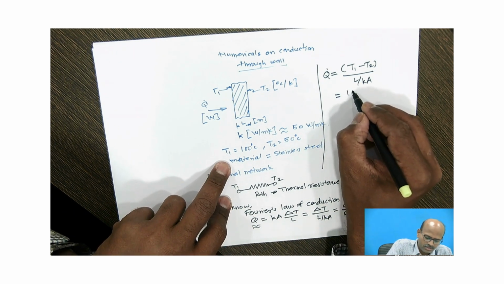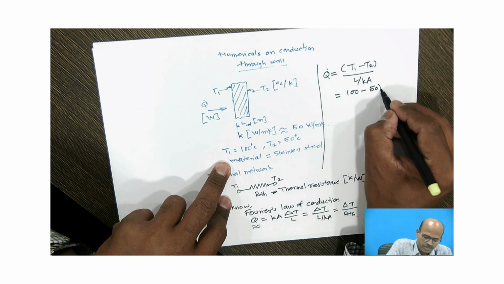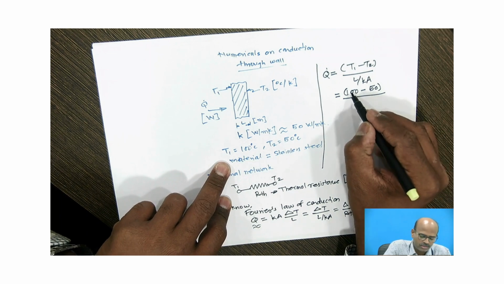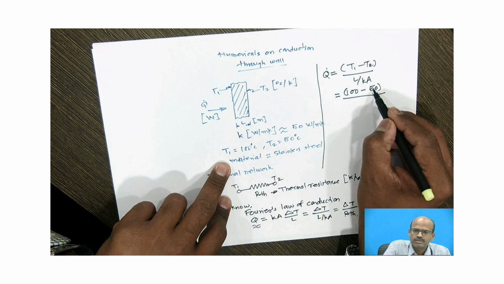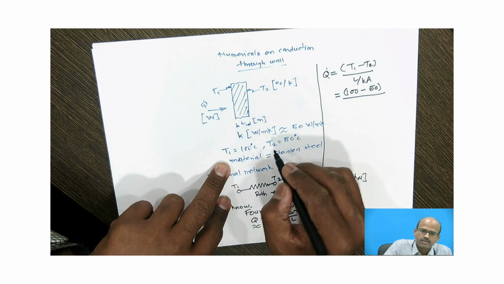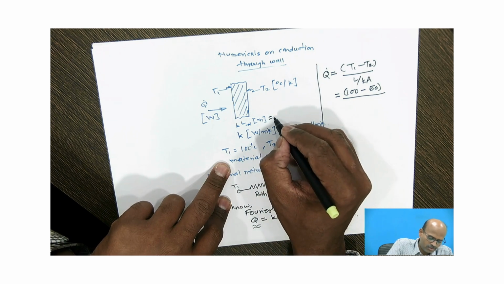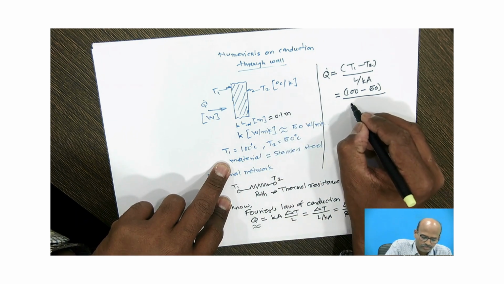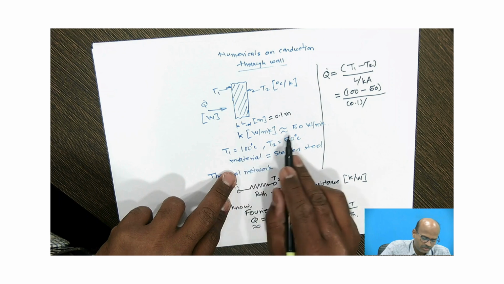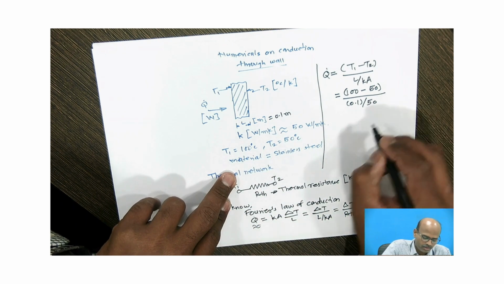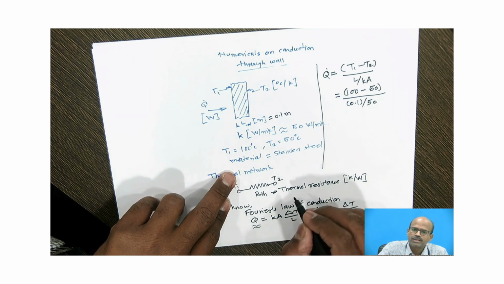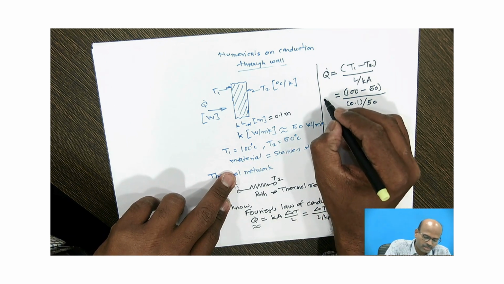So what is this? T1 is 100 minus 50. See here, this is the temperature difference. So either you take in degree Celsius or Kelvin, the difference will be same. Now here let the thickness of this wall be equal to 0.1 meter. 0.1 divided by thermal conductivity given, which is 50. Now in this numerical the area is not mentioned, so by default you will be calculating per unit area, that is nothing but heat flux.